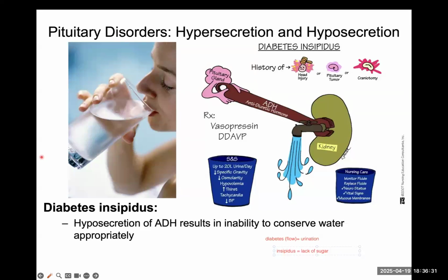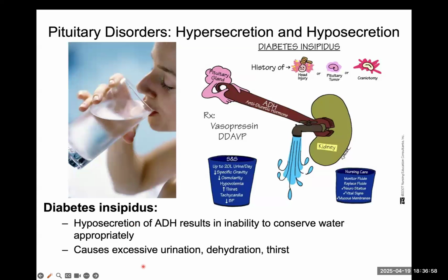Sometimes that can happen. Okay, so the pituitary gland is going to be responsible for this. There's a little graphic here that's kind of telling you that. It causes excess urination, dehydration, and thirst.